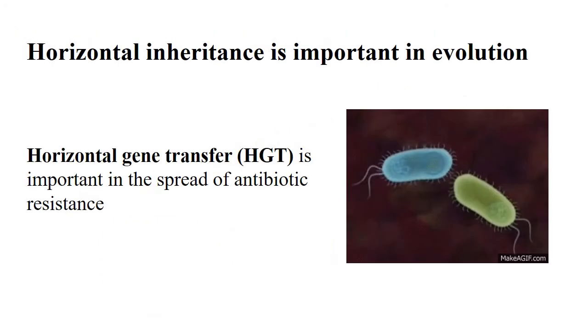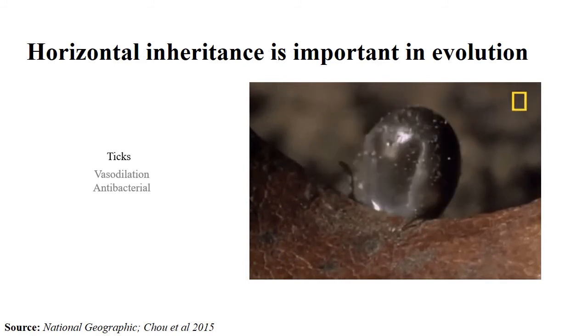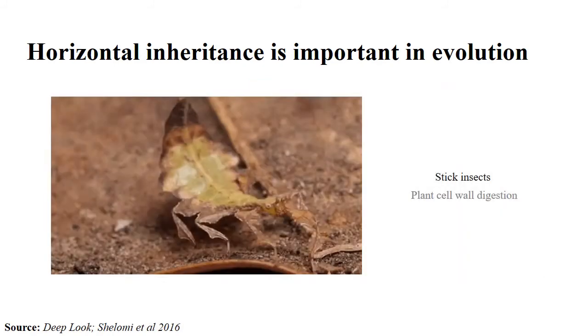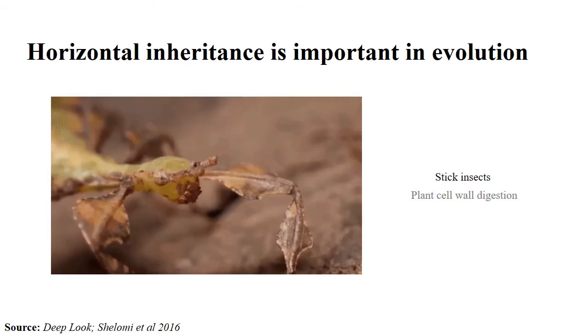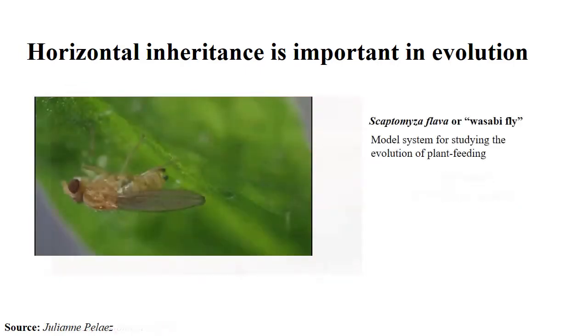People know about HGT in the context of antibiotic resistance because genes pass between bacteria that make infections more difficult to treat. I study HGT from bacteria to animals. My favorite example of this is the tick, which acquired genes that help them suck blood, or the stick insect, which acquired genes that help them digest plants. There are lots of cool examples of this, so I thought I would investigate HGT in my lab model system, a fly known as the wasabi fly, which lives and feeds on plants.